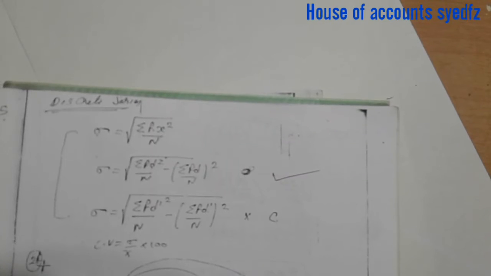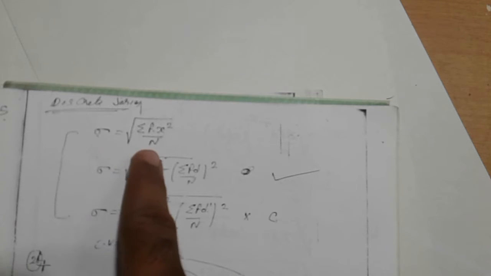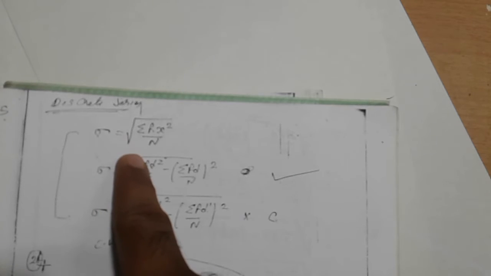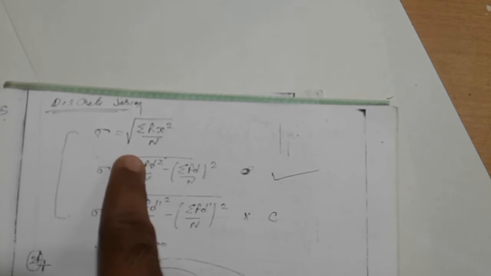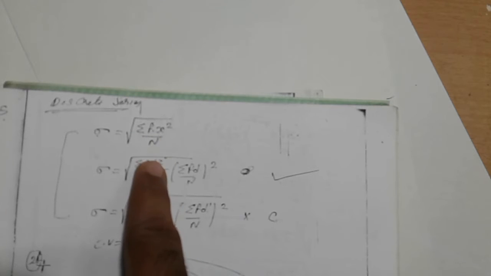These are the formulas for standard deviation. It's for individual series, discrete series and continuous series. The first formula is given: standard deviation symbol sigma equals under root sigma fx square divided by n. Under root is the formula, sigma means total, f means frequency, x square we have to do, then n is the number of items.